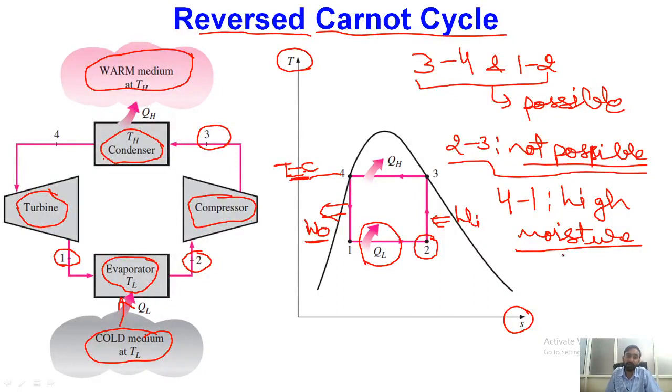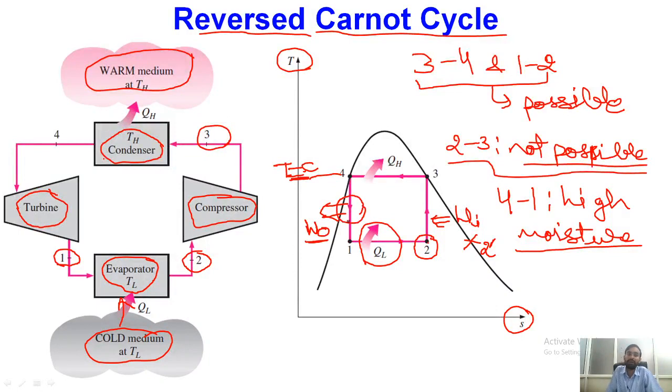So, if we have to make this cycle work in practical scenarios, first we have to change the phase at point number 2, where we have a mixture of liquid and vapor. We need to bring it to our saturated vapor point, which I am marking over here as 2 dash. And somehow we need to achieve the expansion, but at the same point of time we don't want a turbine over here.